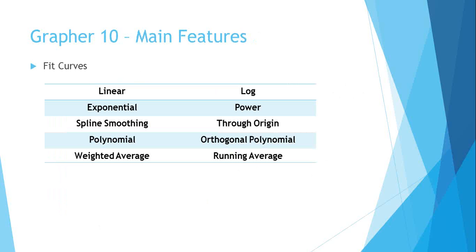Another main feature of Grapher are fit curves. The fit curves are predictive functions that can be added to a graph to compare behavior of the plot. The fit curves include linear, exponential, spline smoothing, polynomial, weighted average, log power, true origin, orthogonal polynomial, and running average. You are also able to define your own function if desired. The fit curves can be added to line scatter plots, step plots, polar plots, and histograms.